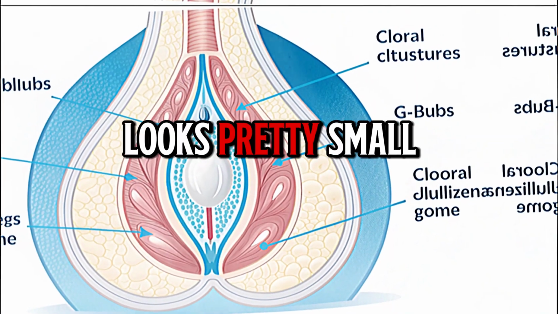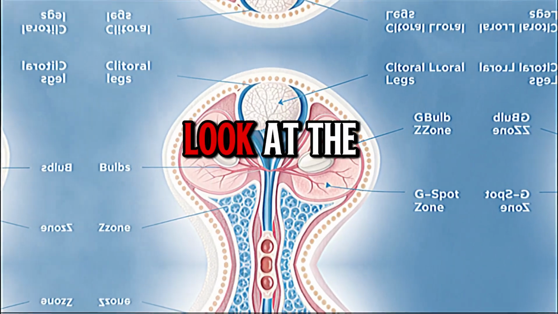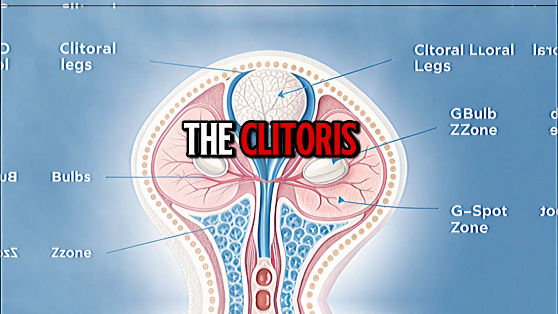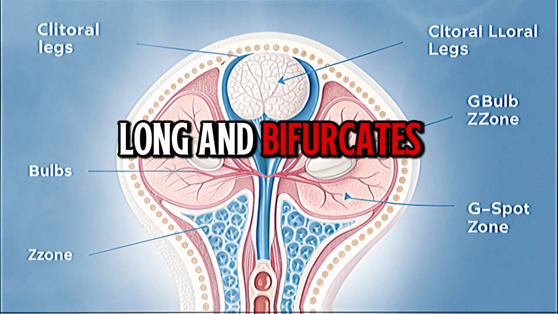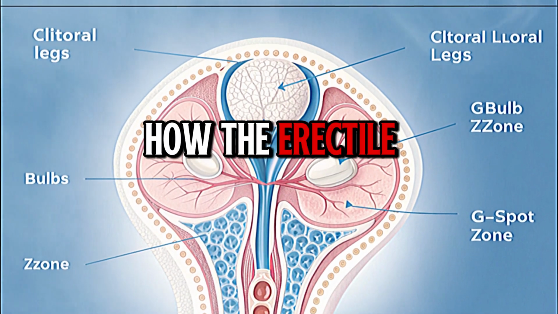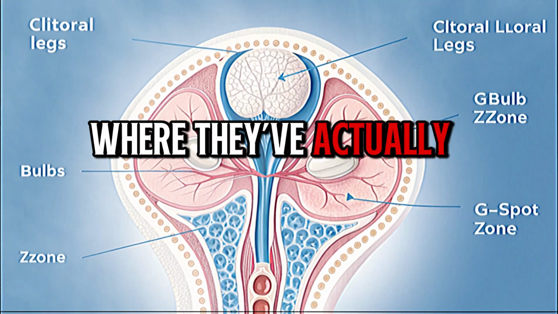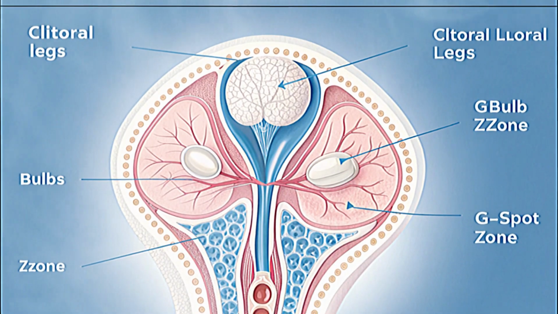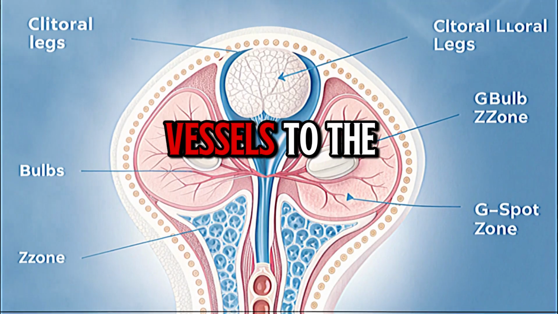And while it looks pretty small and you only see a very small part of the clitoris, when you actually look at the entire internal part of the clitoris, and here you can see a picture of it, it's actually quite long and bifurcates, very similar to how the erectile tissue of the penis does. And in fact, when you look at studies where they've actually done anatomical dissections, it is identical to the nerve and the blood vessels to the penis.